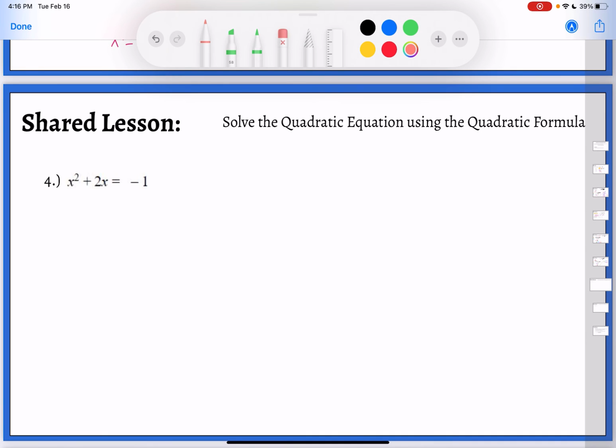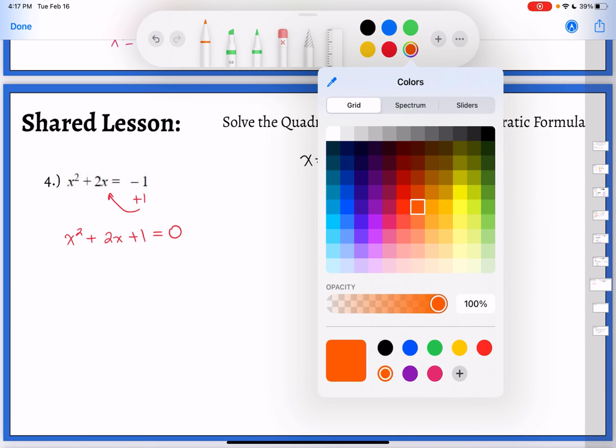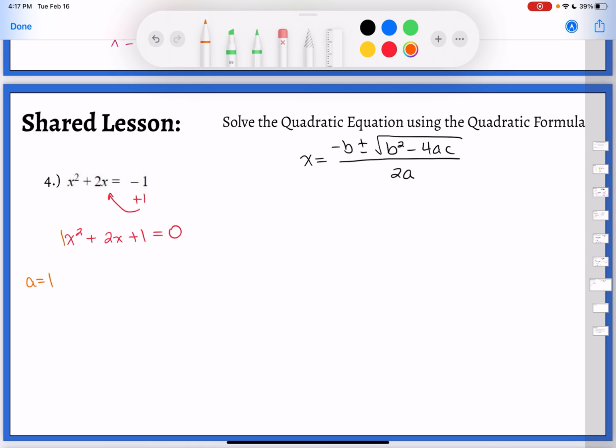This one, again, not in standard form to start with. So let's move that 1 as our first step. So I'm going to add 1 to both sides. Make sure it goes at the end. x squared plus 2x plus 1 equals 0. Hopefully at some point here you're going to be starting to remember this quadratic formula, I should say. A in this equation will be 1. B in this equation is 2. C in this equation is 1.